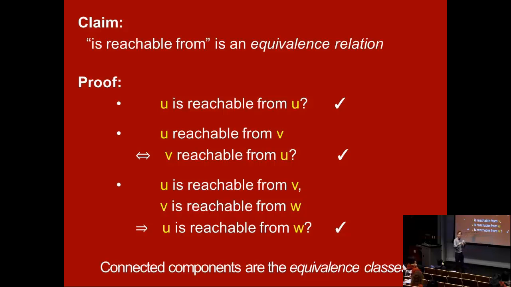You have to check symmetry. If U is reachable from V, then V is reachable from U. That's true. You can just do the path backwards. And this one is called transitivity. If U is reachable from V and V is reachable from W, then U is reachable from W. That's true because you can go from W to V and then V to U. That might give you a walk instead of a path, but that's okay.